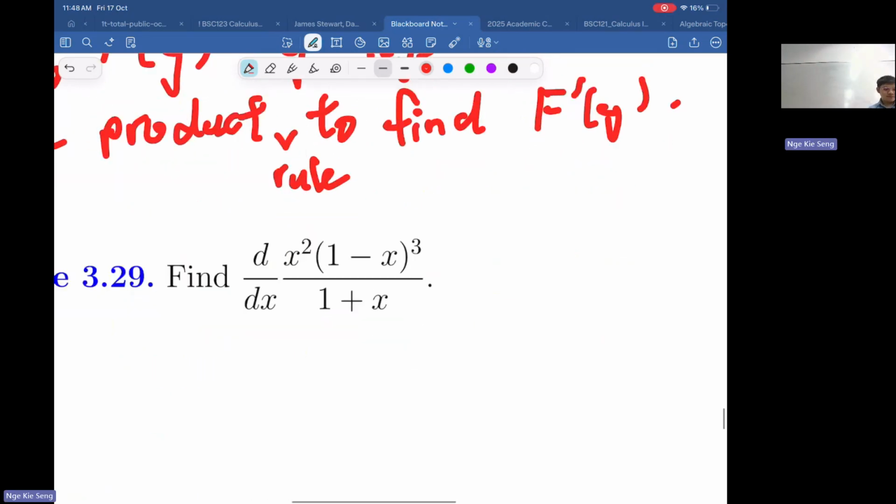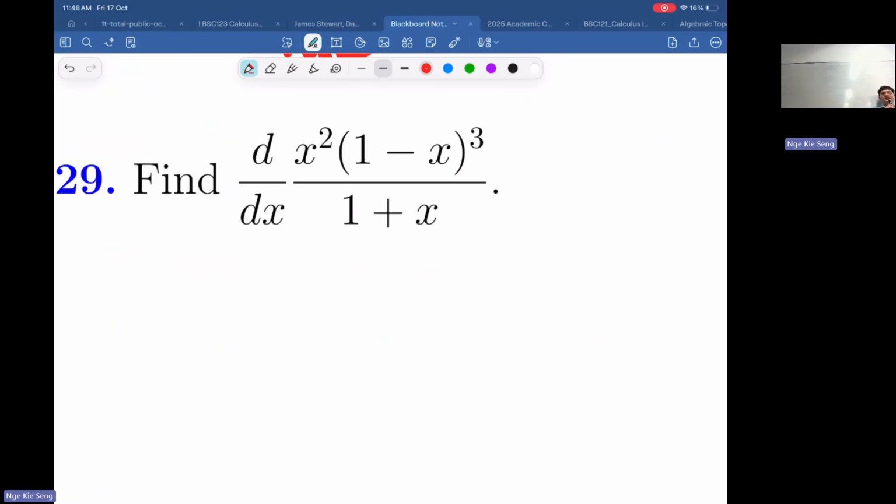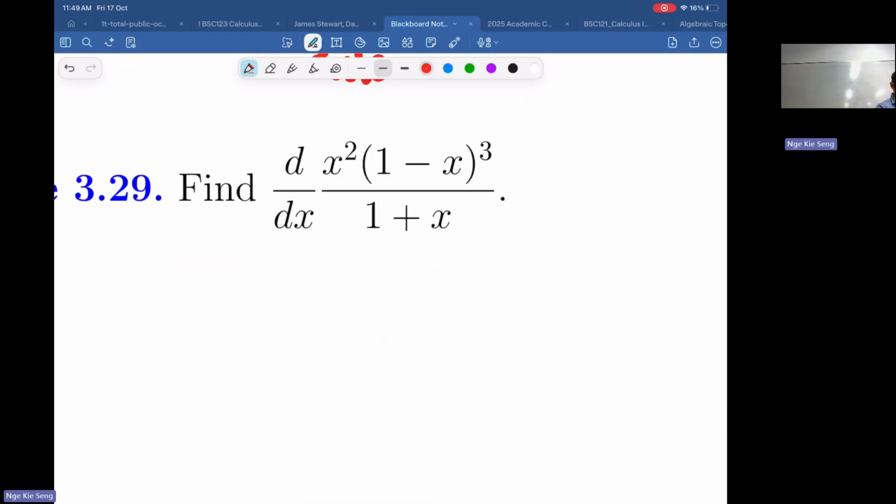How about this one? Is it obvious what you want to set up? There's a product and a quotient. I think just doing it by quotient is very easy. Do we start with quotient? The way I try it, I will start with quotient first. So first step, I start with quotient rule.